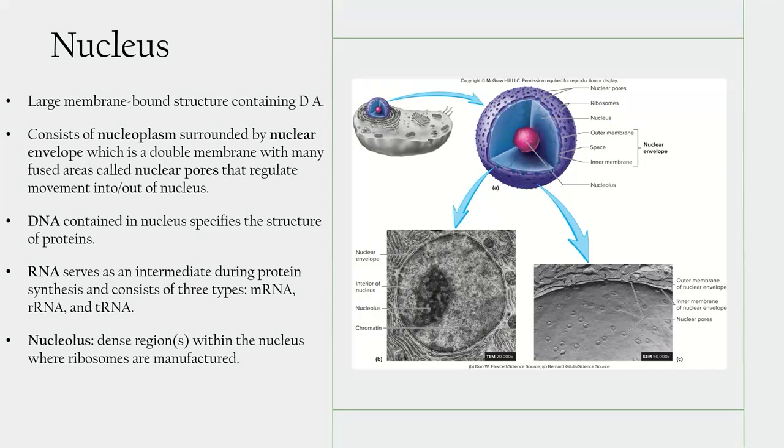The way that things move in and out of the nucleus is through nuclear pores. These are proteins that regulate what's coming in and what's going out, because you do not want your DNA floating out, and you don't want proteins or enzymes floating in that could damage your DNA, because then the cell would die. So those nuclear pores are highly important and regulate everything going in and out.